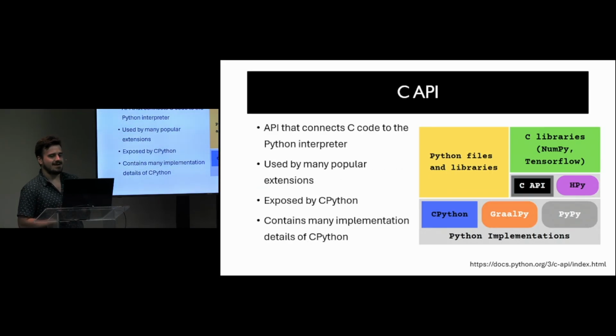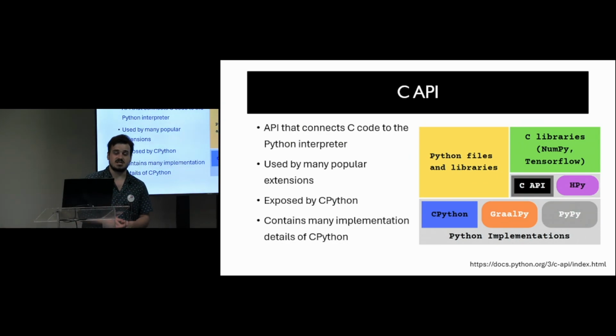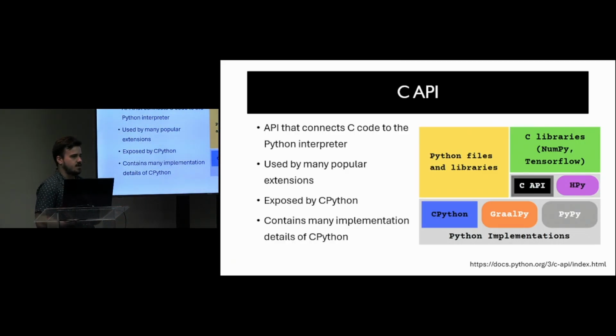Now we have the C API. Again, this is the API that connects C code to the Python interpreter. Now, this may sound like a weird esoteric use case, but it's actually incredibly commonly used. Many of the most widely used libraries use this. So NumPy, TensorFlow, SciPy, Matplotlib, any of the libraries that make your code so significantly faster while you are using it probably use the C API.